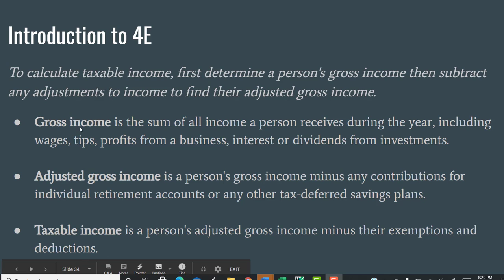Pause this video until you have those three things written down. You definitely want that for this whole assignment. You do this repeatedly and you'll need to know this vocabulary.